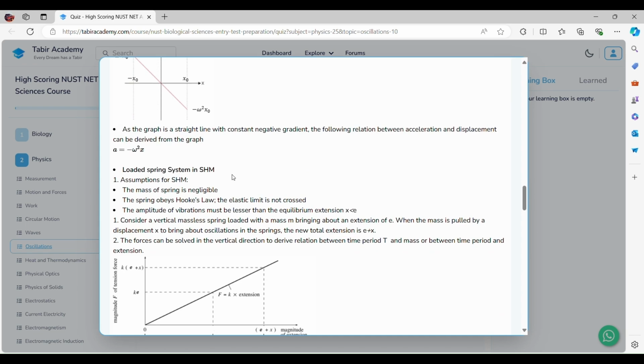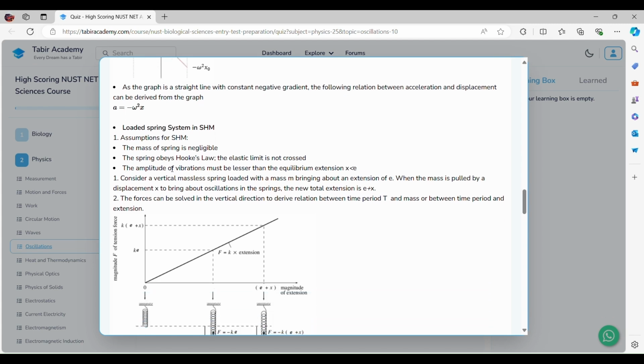Loaded spring system in simple harmonic motion. Assumptions for simple harmonic motion: the mass of the spring is negligible. The spring obeys Hooke's law, meaning that the elastic limit is not crossed. The amplitude of vibrations must be lesser than the equilibrium extension.